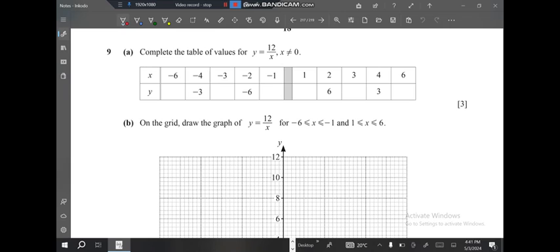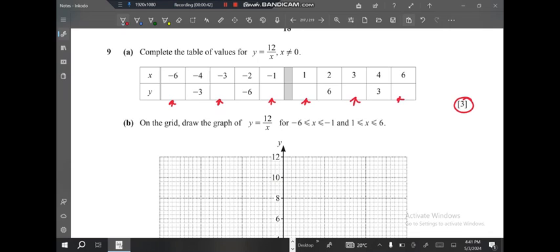Question number 9 says, complete the table of values for y is equal to 12 over x, where x is not equal to 0 and will never be equal to 0 according to this question. After completing, you are going to get 3 marks. So I'm going to find the value of this part here, and also the value of this one, this one, and this one.